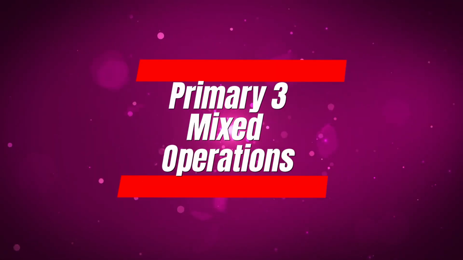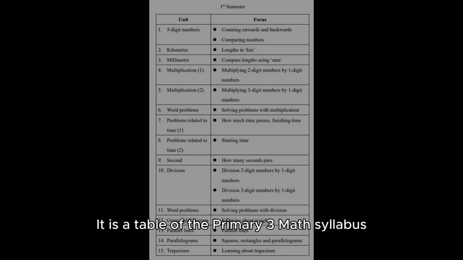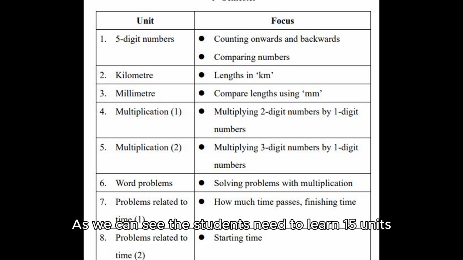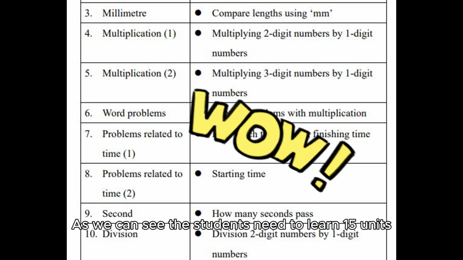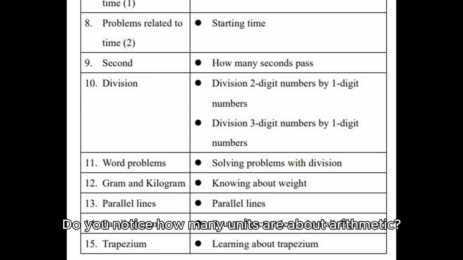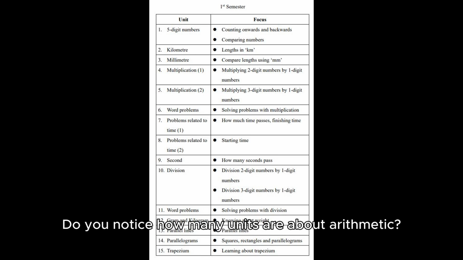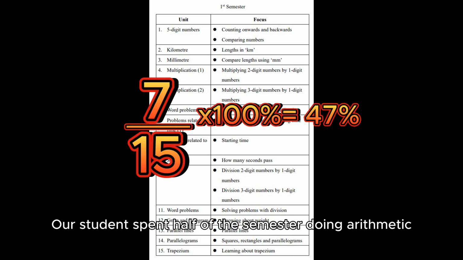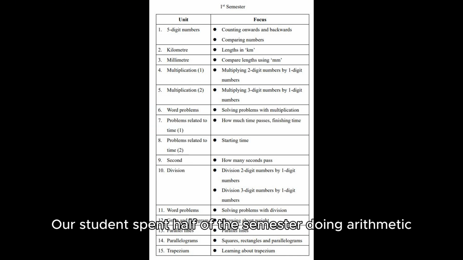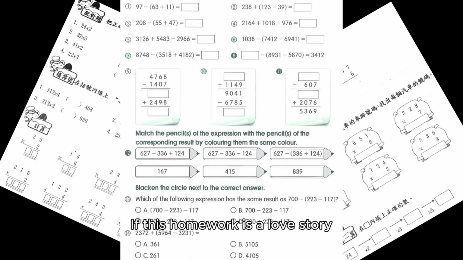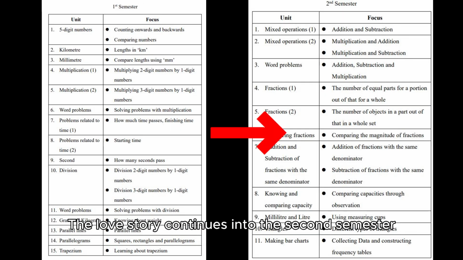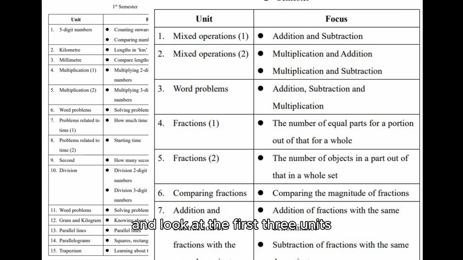Primary 3. Mixed operations. It is a table of the primary 3 math syllabus. As we can see, the students need to learn 15 units in the first semester. Do you notice how many units are about arithmetic? There are 7 units. Our students spend half of the semester doing arithmetic. If this homework is a love story, the love is a full page without any spaces. The love story continues into the second semester. And look at the first 3 units.